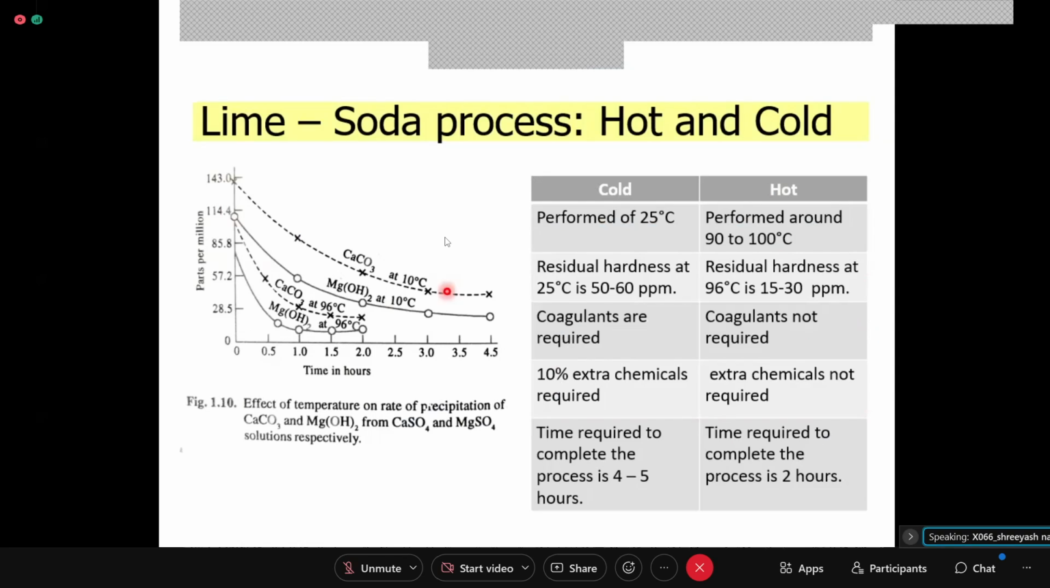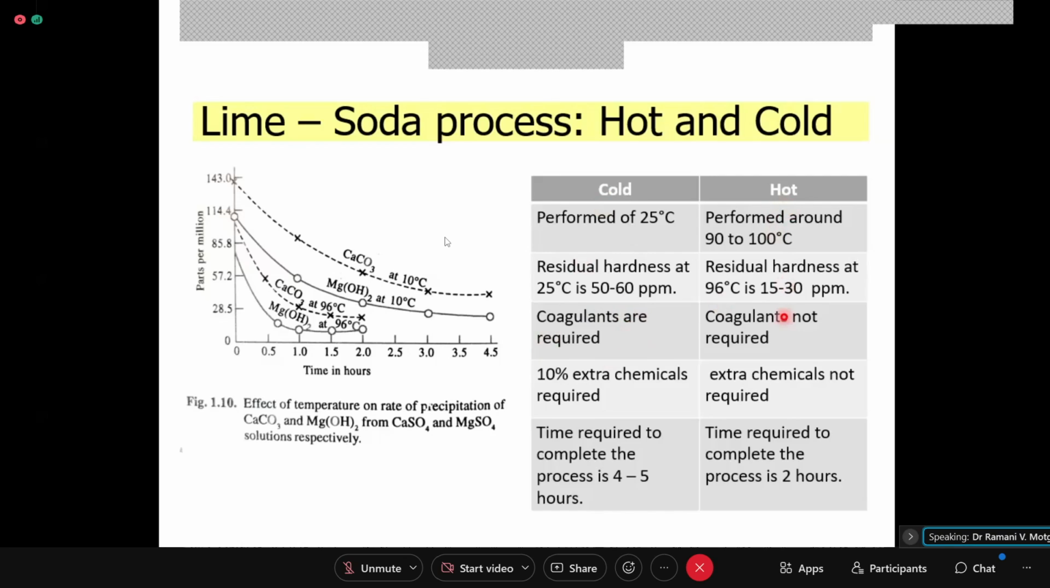Now coming to cold and hot lime soda process, what is seen? This is performed at 25 degree. Hot process is performed at 90 to 100 degree centigrade. The residual hardness in cold lime soda process is 50 to 60 ppm, whereas the residual hardness in hot lime soda process is 15 to 30 ppm. Then you need coagulants in cold lime soda process because the precipitate formed should settle down.